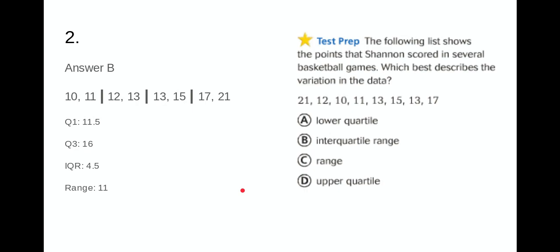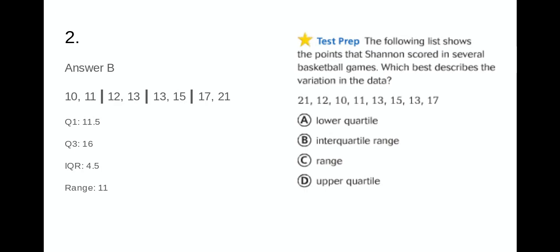Question 2. Which best describes the variation in the data? So you're looking for a measure of variability. So right away, that eliminates letter A and letter D, because lower quartile and upper quartile is not a measure of variability. The only thing that you could possibly have as an answer here is B or C.